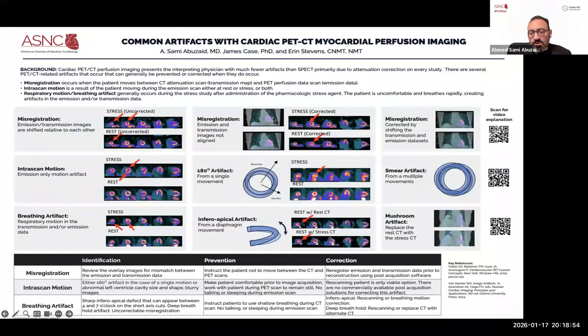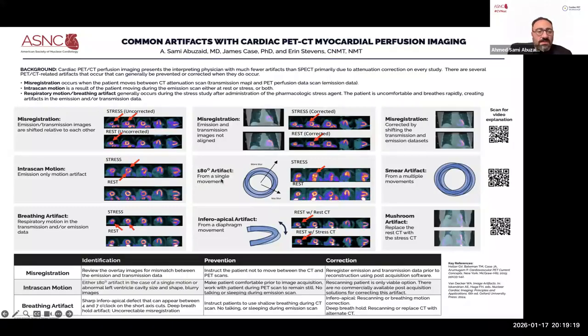Maybe you try processing it again. If you have a good registration between emission and transmission before you reconstruct the images, that can help a little bit. But sometimes these misregistration artifacts can be difficult, and sometimes we need to repeat the scan. The other artifact is motion.